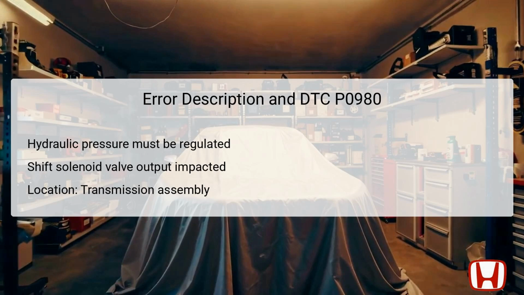The DTC P0980 indicates a malfunction of the shift solenoid valve C, which directly affects the vehicle's hydraulic pressure management. The shift solenoid is responsible for controlling the hydraulic pressure that engages or releases the clutch when changing gears. In the case of the Honda Accord, this solenoid is located within the transmission assembly, which houses various critical components for smooth gear shifting. When the shift solenoid valve output is disrupted, it leads to issues transitioning between gears, like from neutral to first or reverse, ultimately affecting the vehicle's drivability. A malfunction in this system may cause the automatic transmission not to engage at all, or to engage roughly, risking further transmission damage if not addressed promptly.